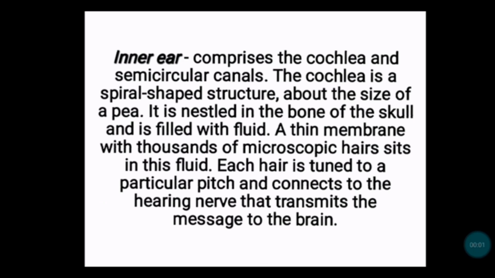The last one is the inner ear. The inner ear comprises the cochlea and semicircular canals. The cochlea is a spiral-shaped structure about the size of a pea. It is nestled in the bone of the skull and is filled with fluid. A thin membrane with thousands of microscopic hairs sits in this fluid. Each hair is tuned to a particular pitch and connects to the hearing nerve that transmits the message to the brain.